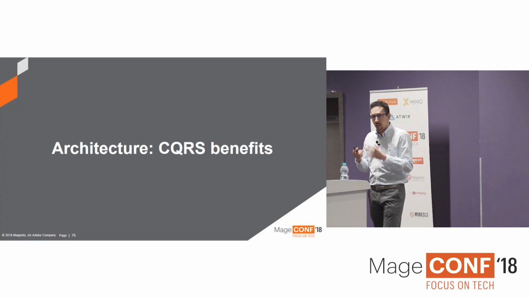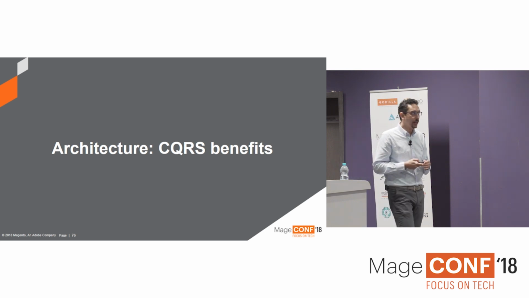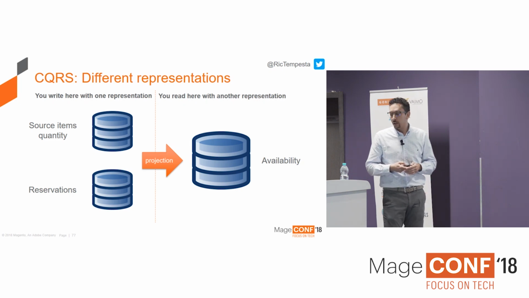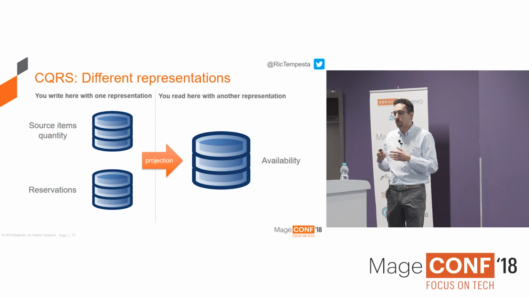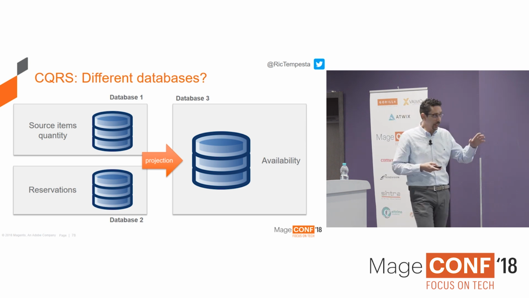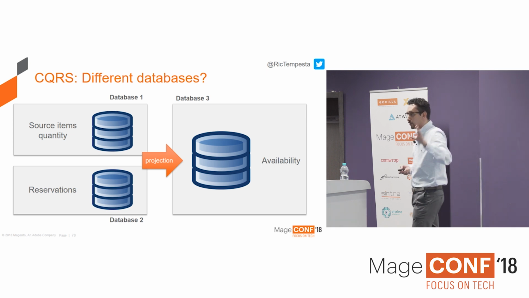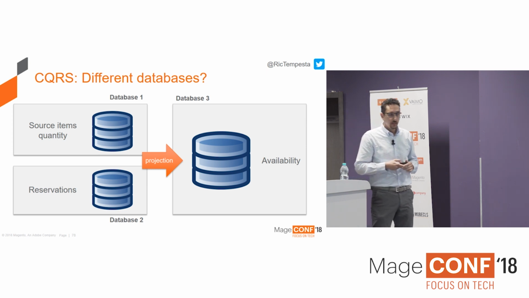And behind this, we have a lot of benefits, actually, behind CQRS, because if you look at the previous implementation, we have, for example, the source item quantity that can be defined here, reservation, and through a projection, we have an availability. And if we want to scale, in the future, we could have different databases, for example. So you can have one table for each database. This is just an example, but you can do that. Of course, we are not doing that yet here, but potentially you can do that.